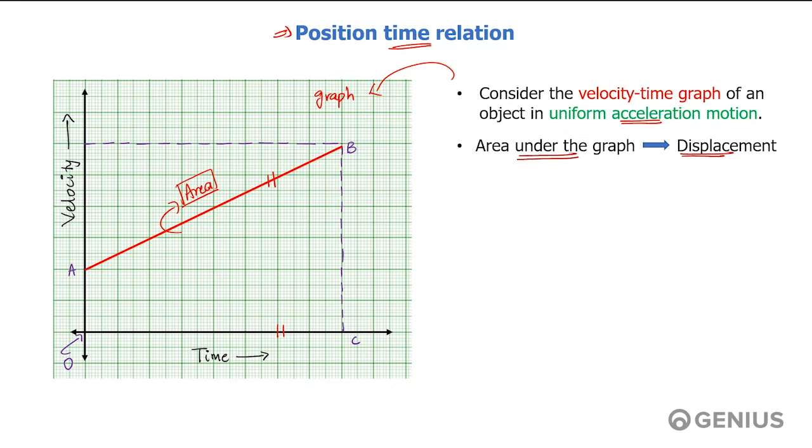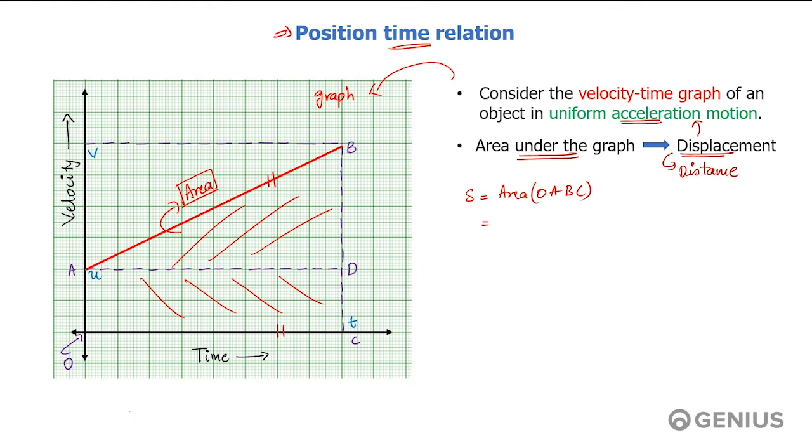Now in this case, where the object is moving along a straight line, the magnitude of displacement is the same as distance. So let us calculate the area under the graph. The distance s in time t under uniform acceleration a is equal to the area of the figure OABC. Let us now divide this figure into two parts. ABD is a triangle and this one, OADC, is a rectangle.